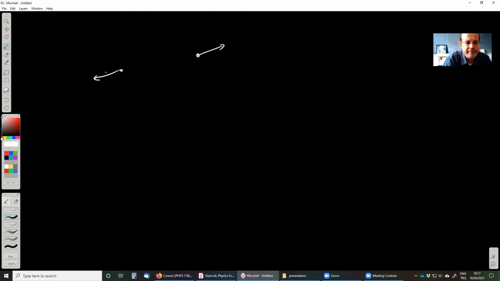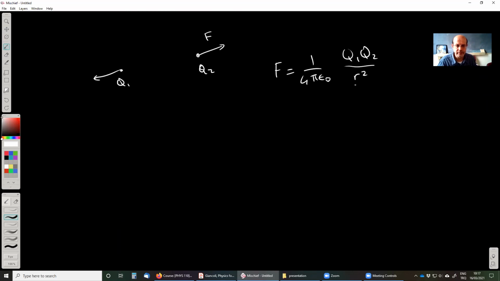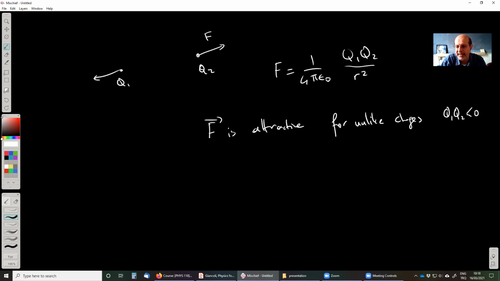All right. So therefore, Coulomb's law. This force in here is therefore 1/4 pi epsilon zero Q1 Q2 divided by R squared. Right. There is another additional thing in here. We say that F is attractive, let's say it like this, for unlike charges, meaning that the Q1, Q2 product is negative, basically.